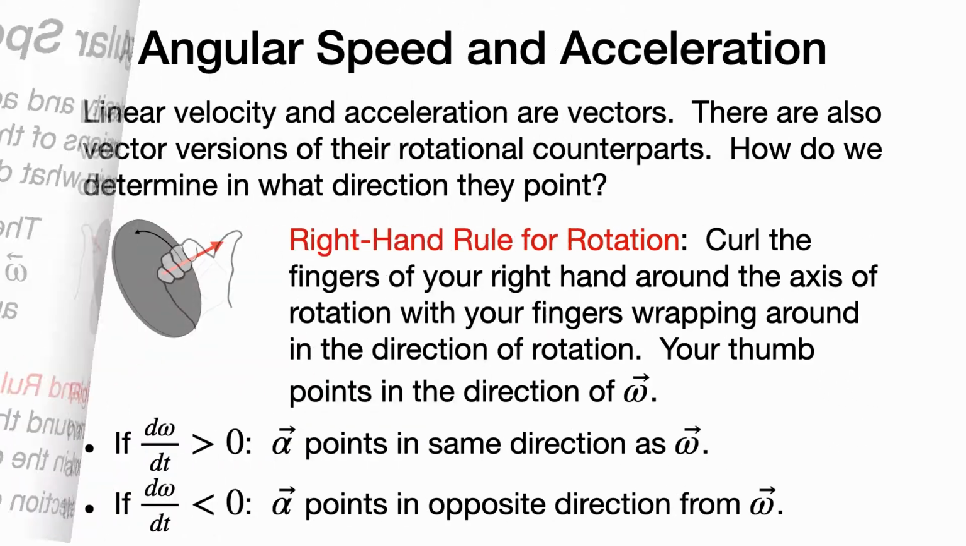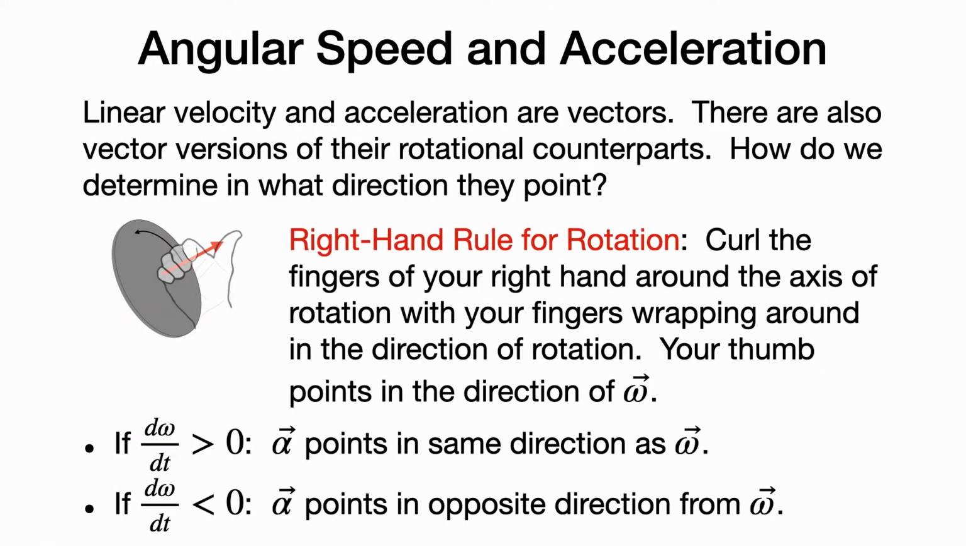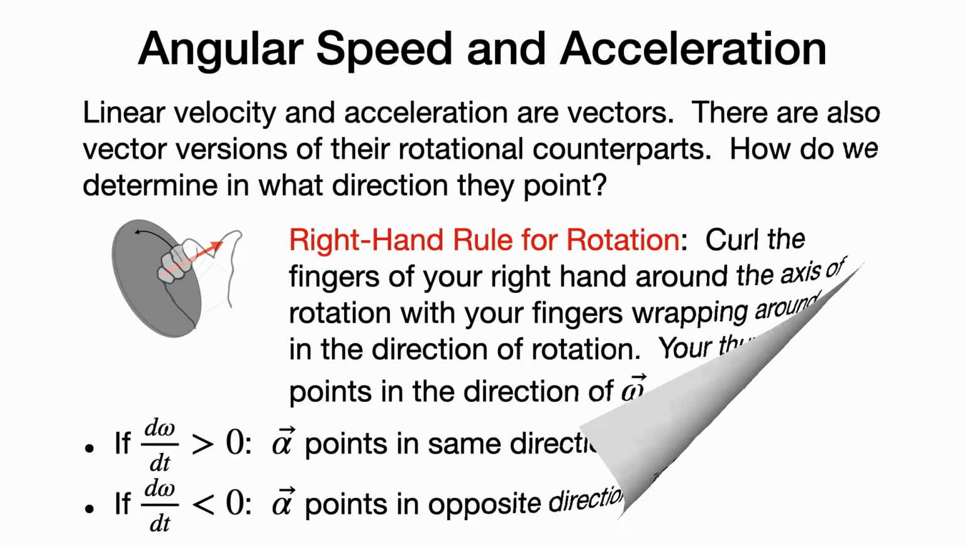For the angular acceleration, we note that if the angular velocity is increasing, then alpha, the angular acceleration, points in the same direction as the angular velocity. However, if the angular velocity is decreasing, then the angular acceleration points in the opposite direction from the angular velocity.